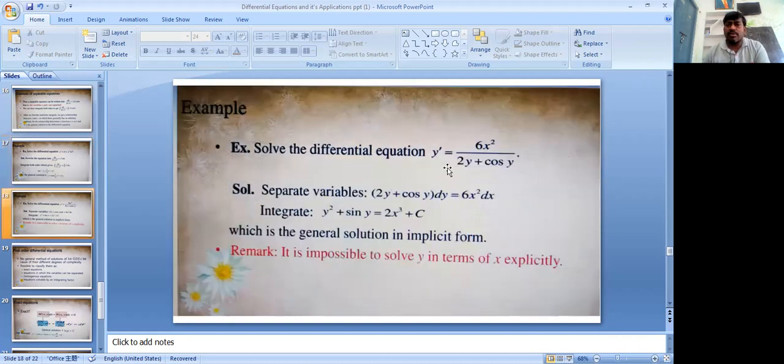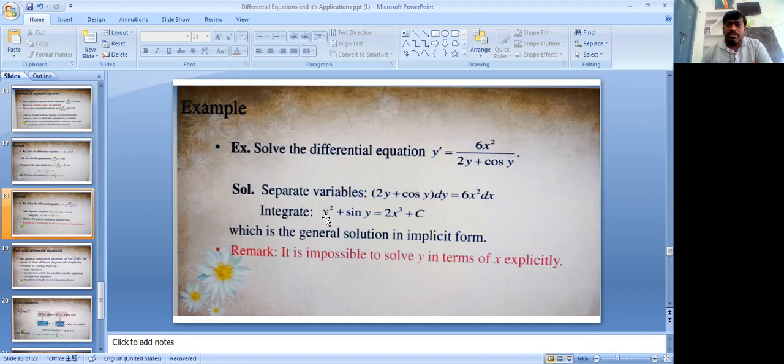One more example. Solve the differential equation y dash is equal to 6x square by 2y plus cos y. Again, we can write y dash as dy by dx. Separate the variables: 2y plus cos y into dy is equal to 6x square dx. After separating the variables, take integration on both sides: integration of 2y plus cos y dy is equal to integration of 6x square dx.